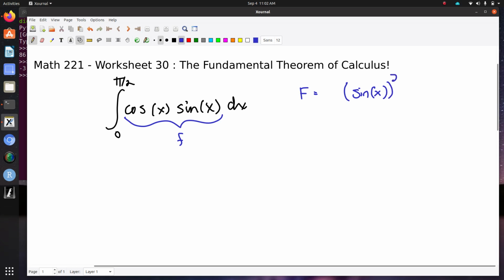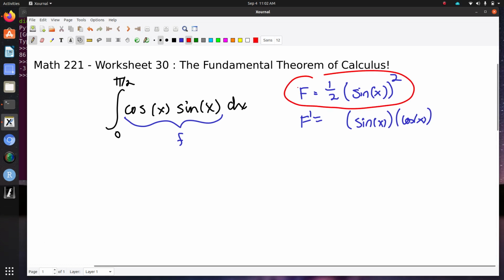So what if we just said sine of x squared? The problem is the derivative would be almost the right thing. It would be 2 times sine of x times cosine of x, which is very, very close to what we want. But if we stick a 1/2 in front there, we can get rid of the 2 in the next stage. So we're going to let this guy be our starting function, okay? You might want to pause the video and try it now.